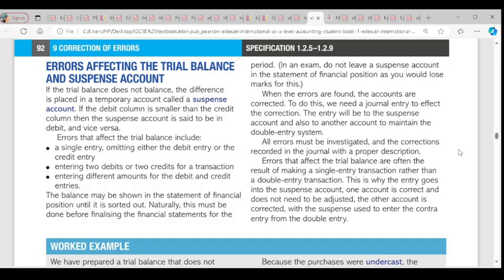So what are those errors that affect the trial balance? The first one, a single entry. When we talk about a single entry, it simply means that there is a debit or credit entry. There's a debit entry without a credit entry, or there's a credit entry without a debit entry. That would make the trial balance not balance, because either the debit side or the credit side will be bigger or smaller than the other.